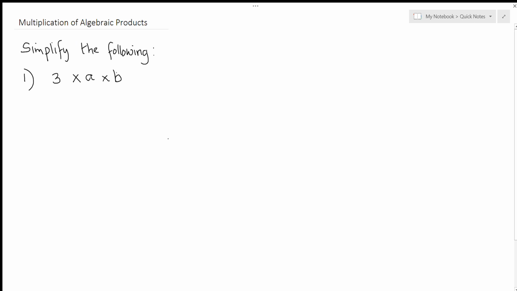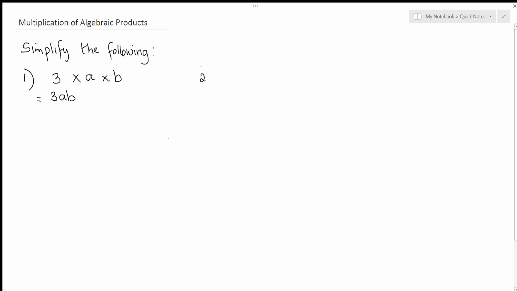Today we're going to be doing multiplication of algebraic products as well as explaining exponents. So the first sum you see here is 3 times A times B. There aren't any like terms and we're just multiplying out. So we're going to say 3 times A times B. We always put the numerical value first, so that's 3, and then we write it in alphabetical order, 3AB.